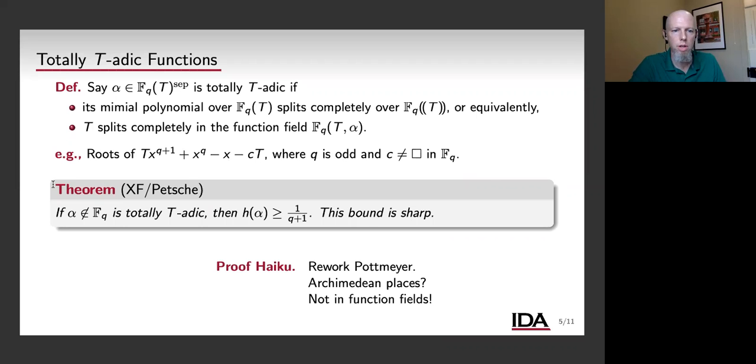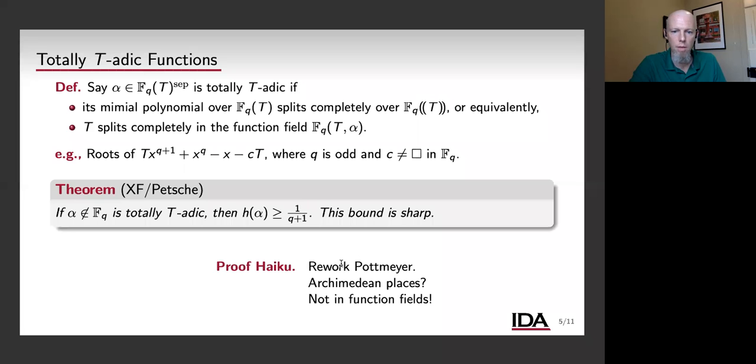Okay. So here's the main theorem that we prove in this paper. So if you have a totally T-adic function, and it's not a constant, then its height is at least 1 over q+1. Notice it depends only on q and not on anything else that's in the picture. And this bound is sharp. We can give examples, and in fact, the roots of this polynomial actually do have height 1 over q+1. You can see that the T degree of this is 1, and the X degree is q+1.